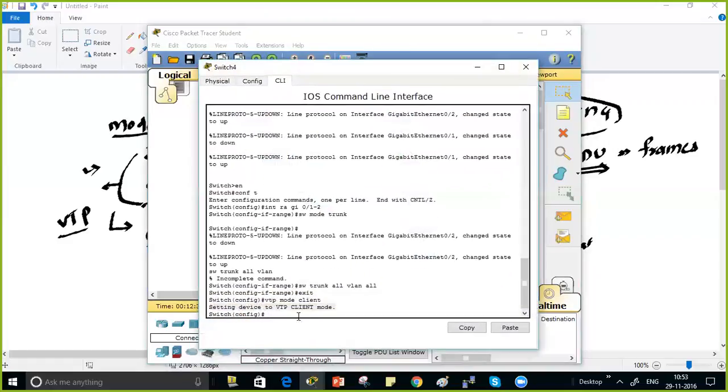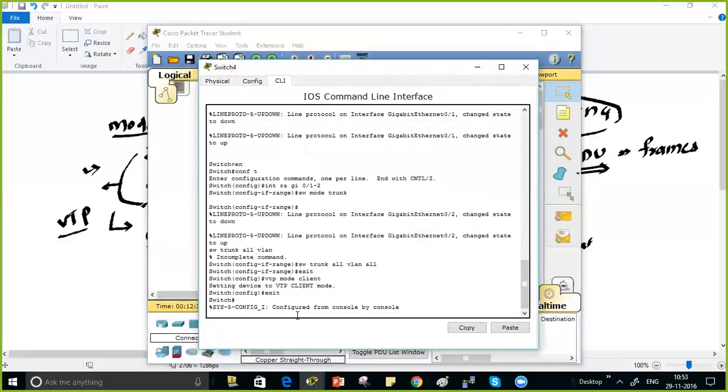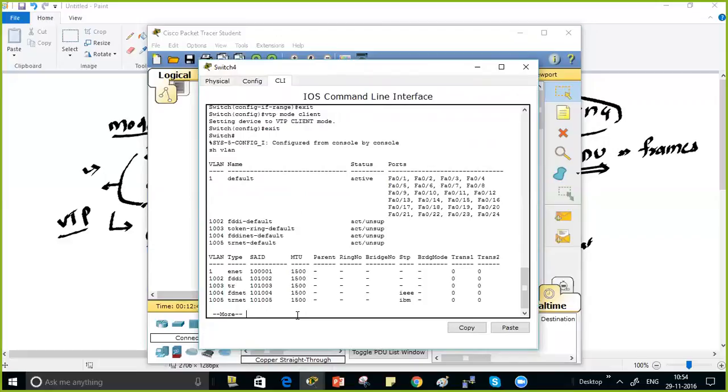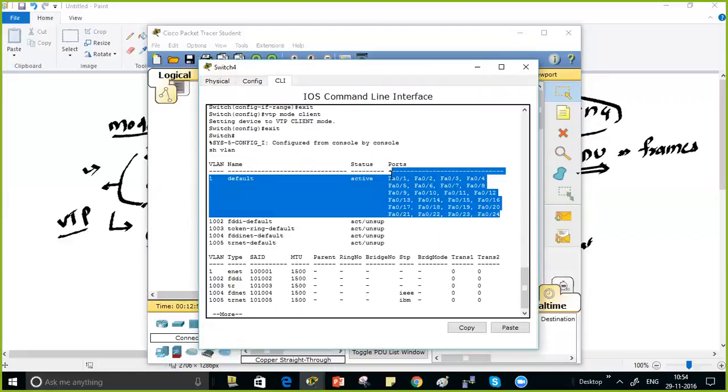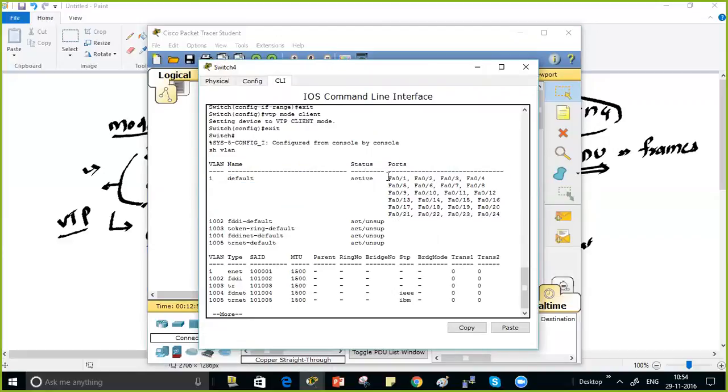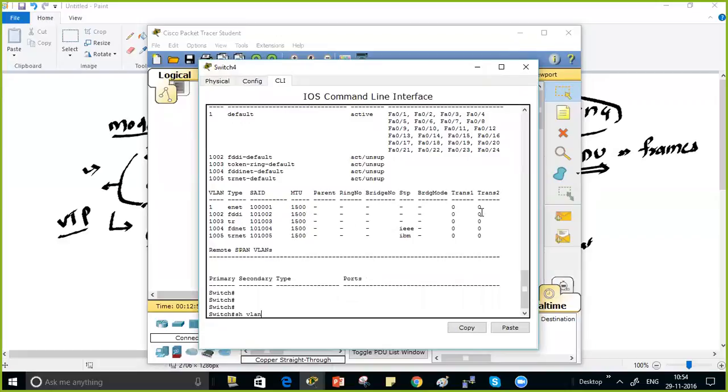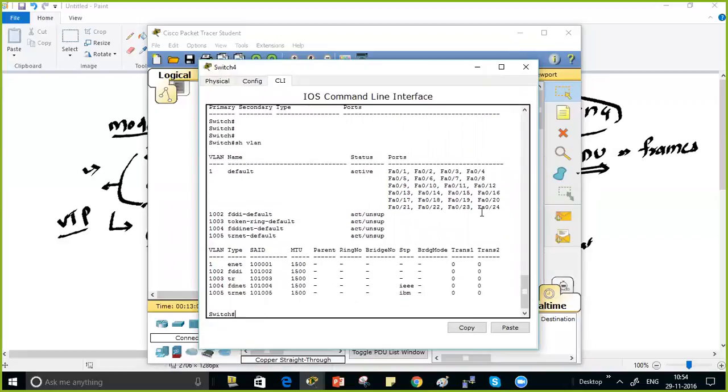Now check this. Show VLAN. How will you check VLANs? Show VLAN is the command, right? Yes. Is this reflected in this switch? No. Why? Because it's not configured yet.